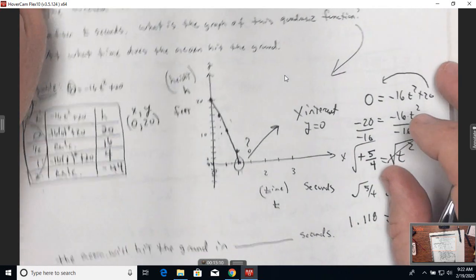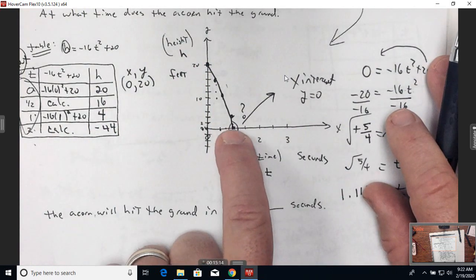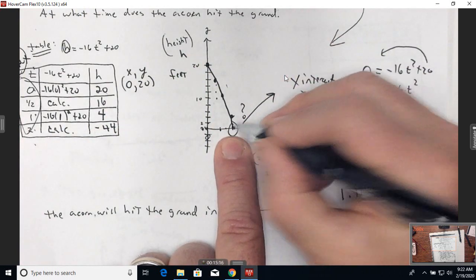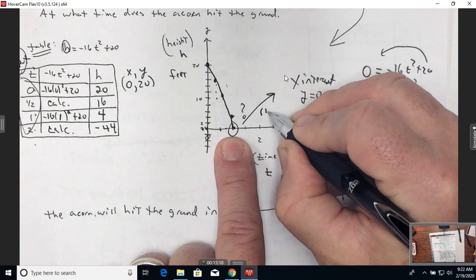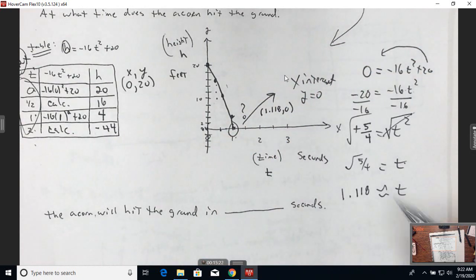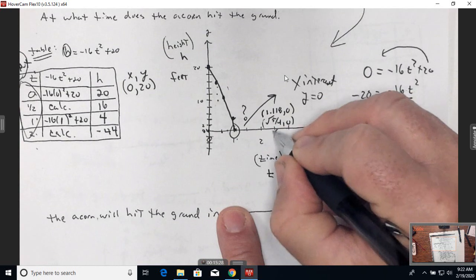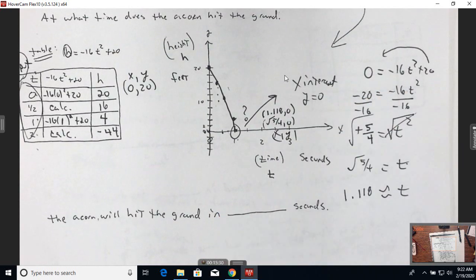Okay? So what's the graph of this function? There's a graph of this function. Where did that point right there hit the ground? Where is that exact location? It is at 1.118 roughly, or the square root of 5 fourths, 0. Same thing. The square root of 5 fourths comma 0. That's my x and that's my y coordinate.